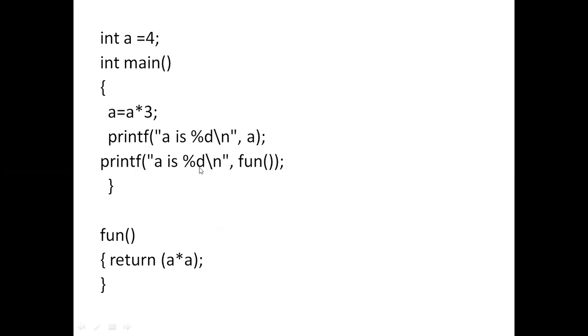Again, printf a is, now you're calling a function fun. In function fun, you have not declared any variable either. So which variable will now be used? This global variable will be used again for the function. So return a * a. 4 is the value for that variable a, and 4 into 4 will now be returned. So a is 12, and a is 16 is returned.